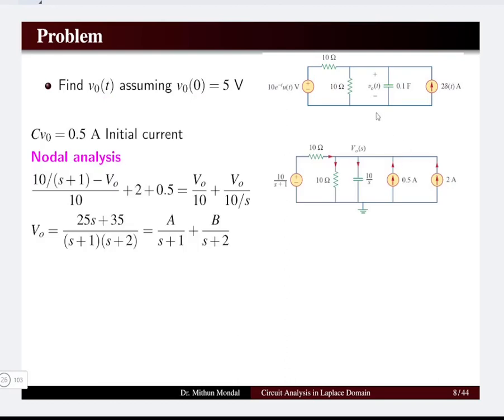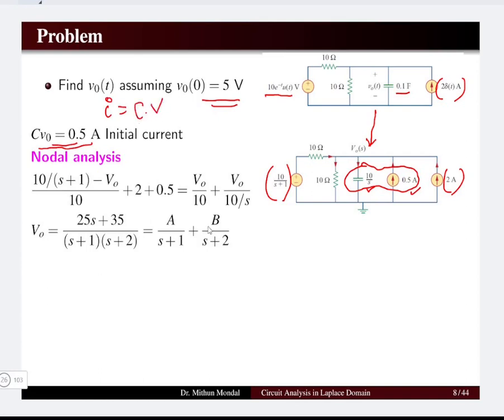So how to deal with this type of signal? Again, the time domain circuit we will be converting to the frequency domain, taking the Laplace transform of the input source, which is equal to 10 by s plus 1. The Laplace transform of the current source is 2 ampere, and we can represent the capacitor with the initial condition. So the capacitor 0.1 farad can be represented as 10 by s with the initial current of 0.5 ampere, because the voltage is given as 5 volt, which gives the initial current as 0.5 ampere, given we know that the current is equal to C into V. So we have converted the time domain circuit into the frequency domain.